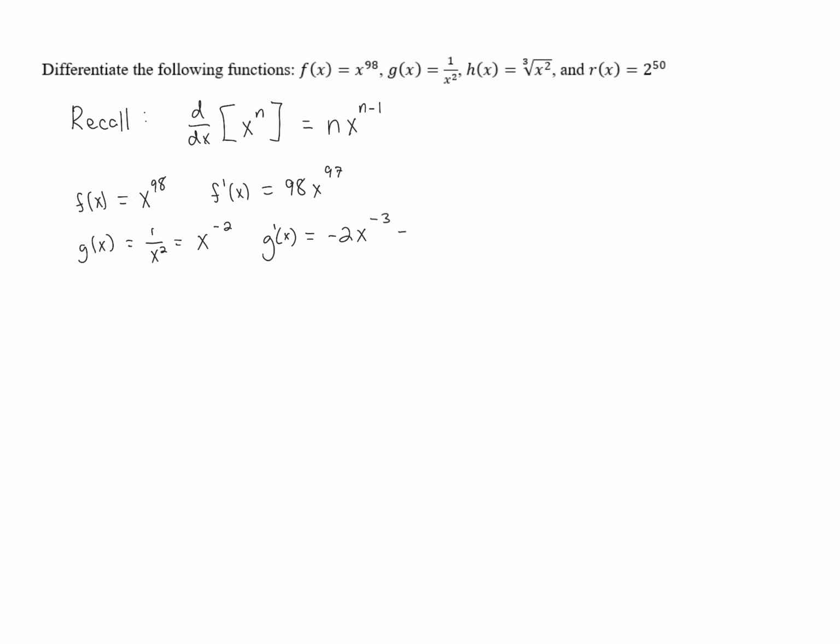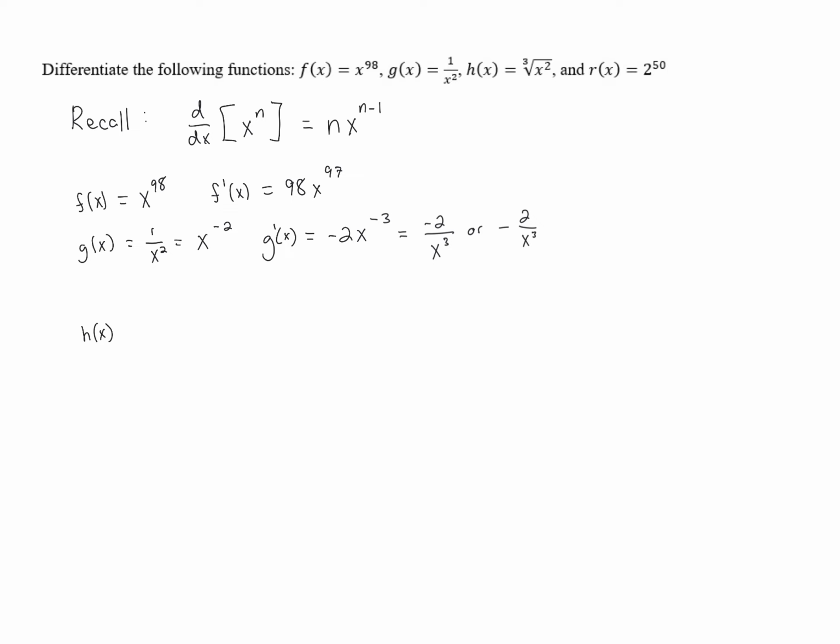If we want to write this without a negative exponent, we can write this as negative 2 over x cubed, or we can put the negative out front, negative 2 over x cubed. Either way, that gives us our derivative. Let's look at the third one.